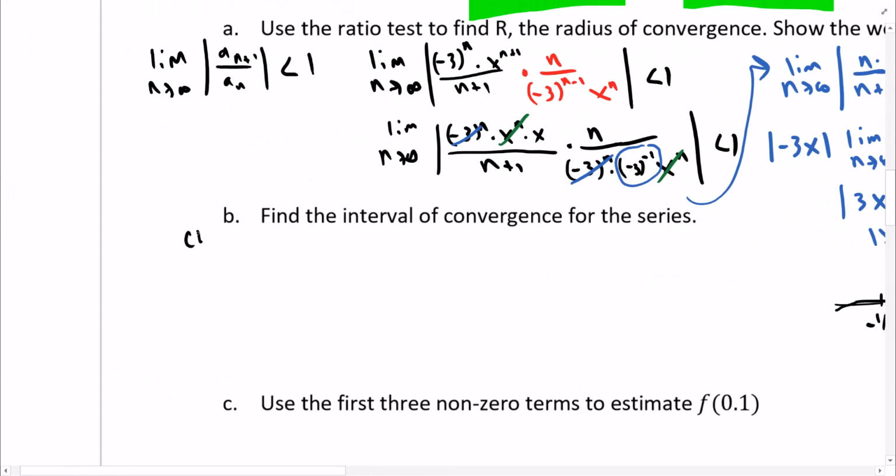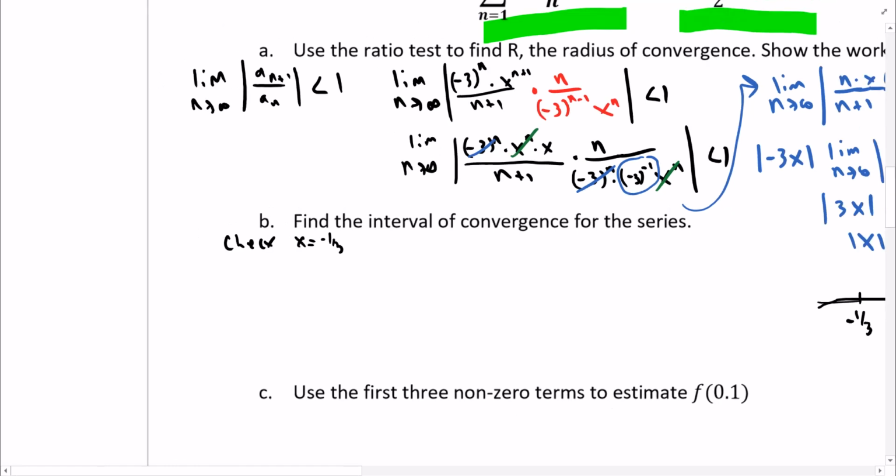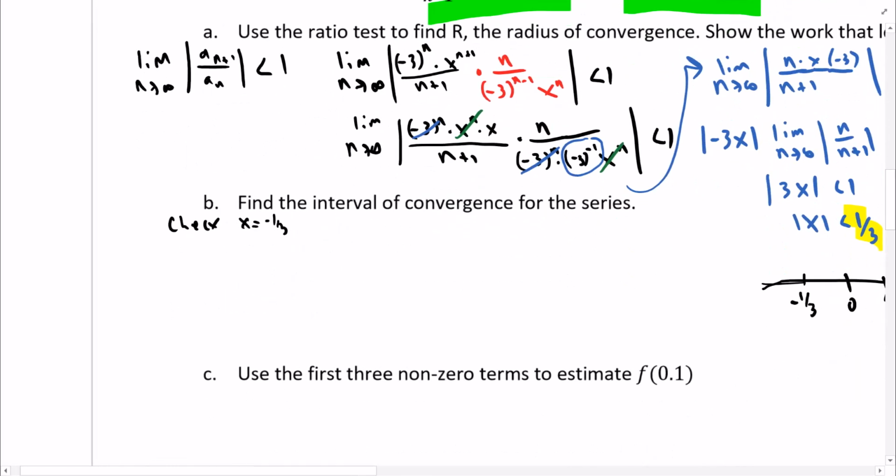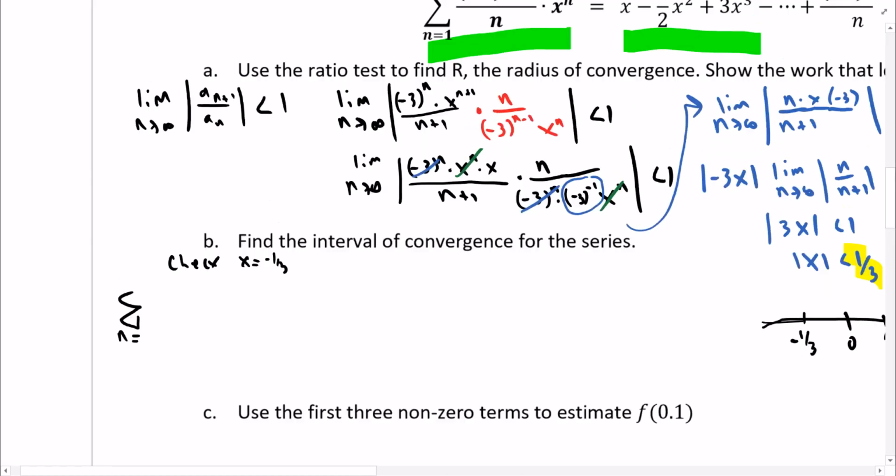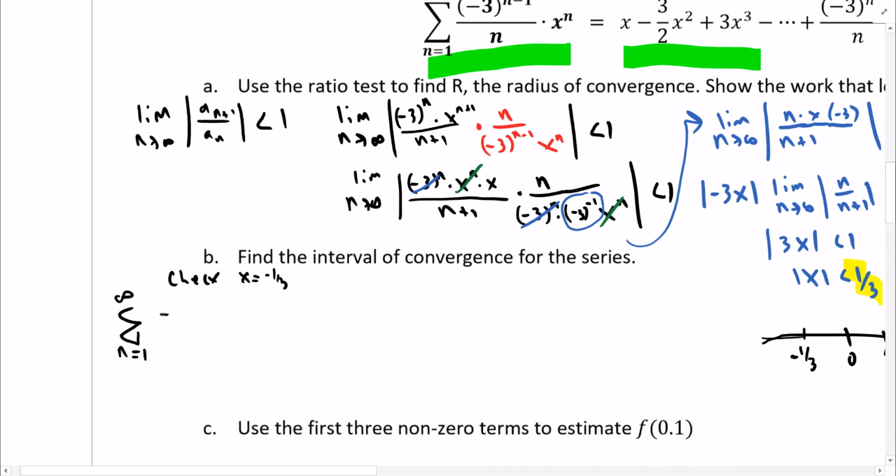So let's start with when x equals negative 1/3, which basically just means we're going to take our original function and plug in negative 1/3, which gives us the infinite series (-3)^(n-1) times (-1/3)^n over n. And we need to figure out if this converges. The first thing I do is try to clean up that top a little bit to see if we can make sense out of it better, because that looks a little bit weird right now.